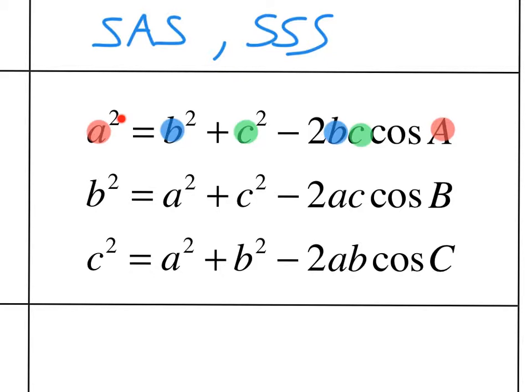So A squared is equal to B squared plus C squared minus 2 times B, C times the cosine of A. Now the next one is very similar. Of course, it's B squared equals A squared plus C squared minus 2AC cosine of B. And next is C squared equals A squared plus B squared minus 2AB cosine of C. What pattern do you notice? Please take a moment with your partner. What patterns do you notice?